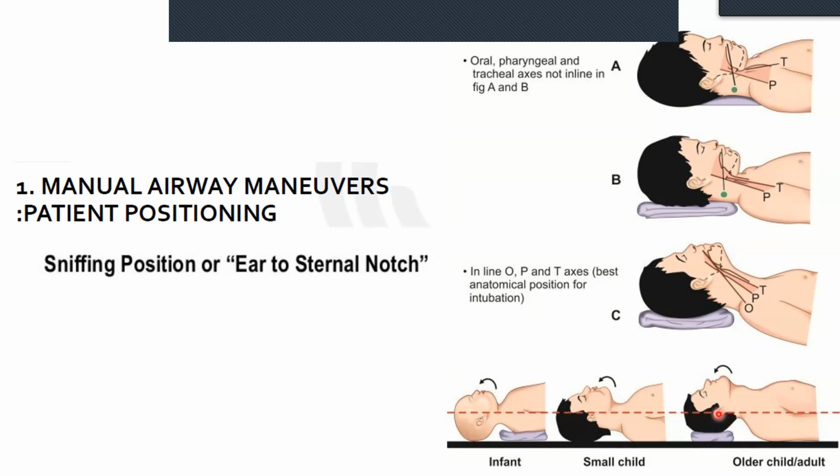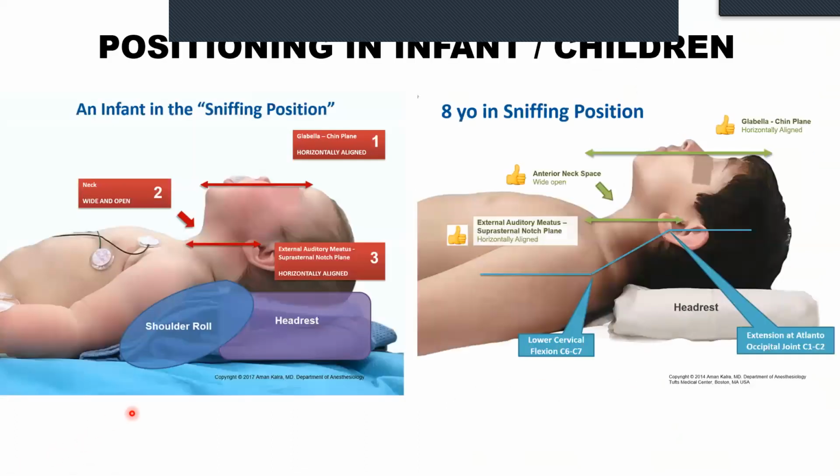However, this is different in different age groups. In children, the sniffing position is not achieved just by simply putting a pillow down here, because in younger children, especially in infants, they have a bigger occiput. Because of the bigger occiput, when they lie flat, the neck tends to flex like this, so they are blocking the airway.